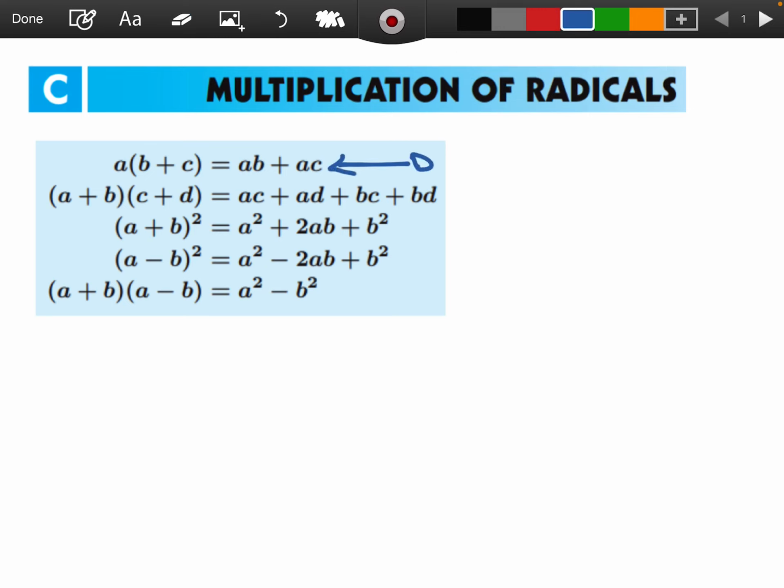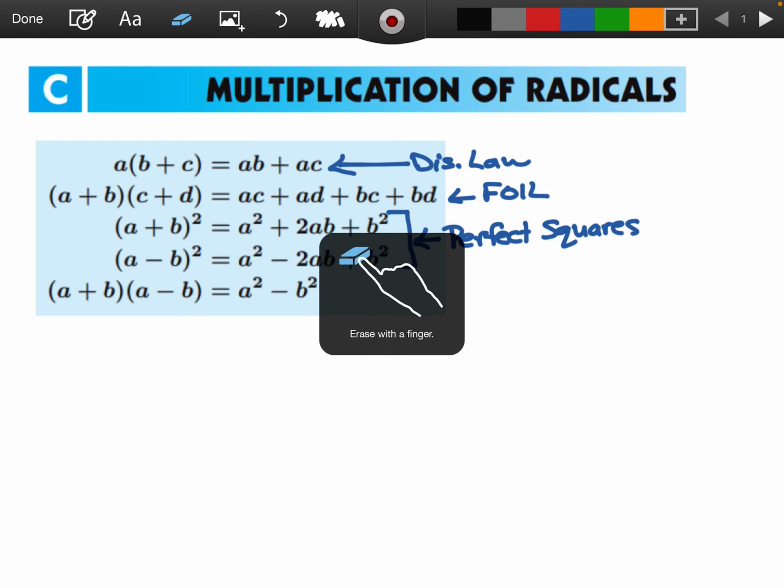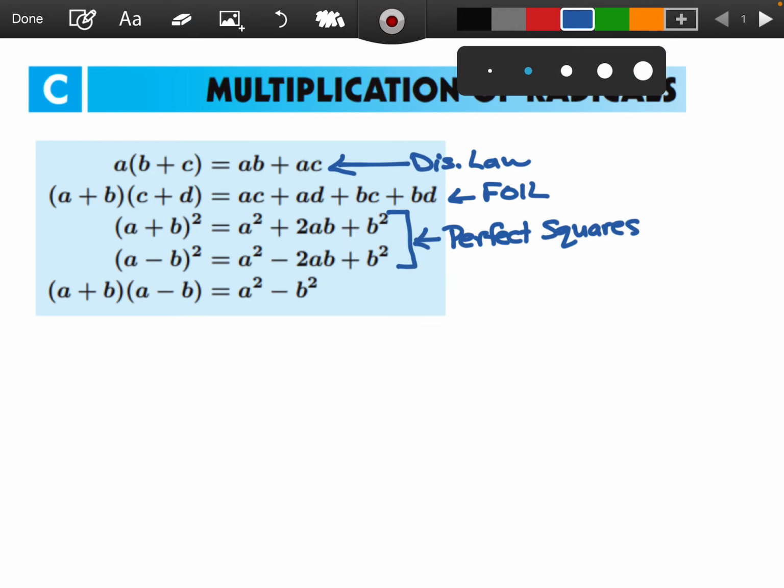So there is your distributive law, and the rest are basically FOIL. So that's your standard FOIL. Then you have two examples of shortcuts you can use for perfect squares. Again, you may know this shortcut or these shortcuts, I suppose. It's really the same thing. The only thing that's different is the symbol there. You may know those, you may not. If you don't, FOIL will still work.